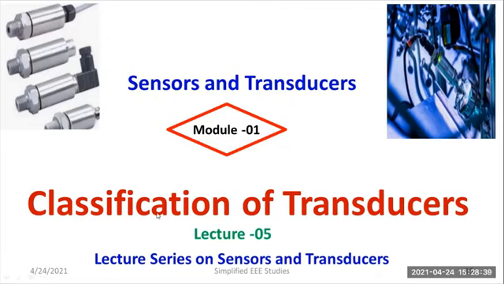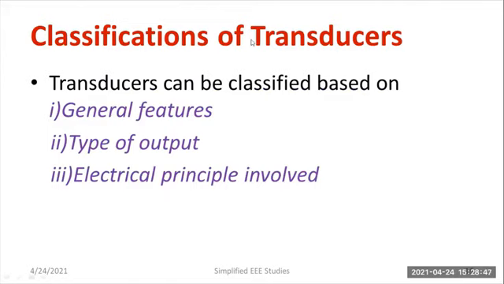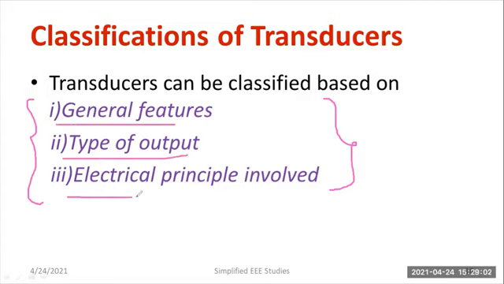Dear all, in this video I'll be discussing the classification of transducers. How do we classify the transducers? As far as the classification of transducers is concerned, we have to follow majorly three criteria. It can be classified based on general features, types of output, and electrical principle involved. And a few more criteria will also be there.